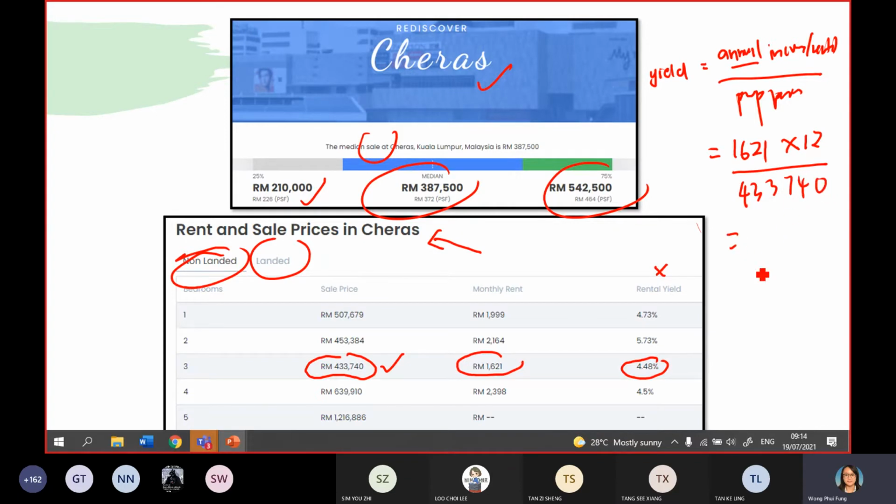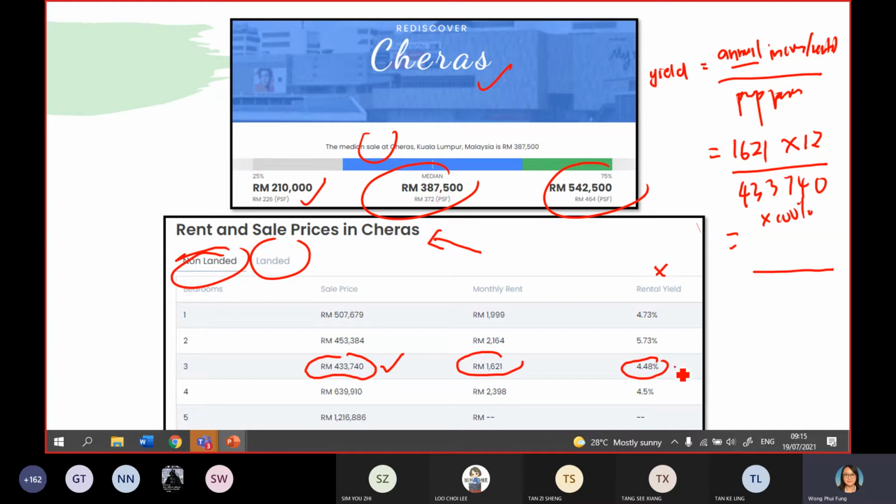433,000. So can anyone help me? Take out your calculator, calculate this one for me. What is the answer here? Anyone? Can anyone calculate for me? Take out your calculator. What is the answer at the end? Okay, remember after that times 100%. Times 100%. So thank you, Tenping.